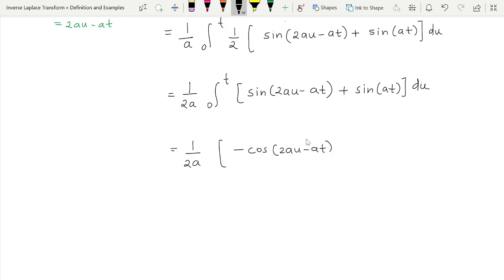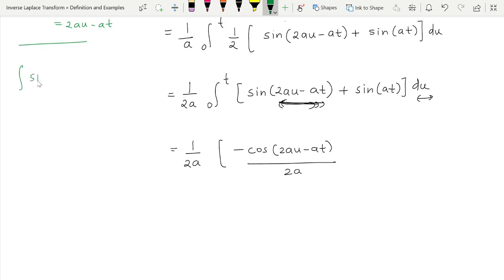Now take a note that this quantity is other than u. Why am I saying other than u? Because integration is with respect to u. So therefore we need to divide it by the derivative of this quantity. And what will be the derivative of this quantity with respect to u? It will be 2a. Now what will be integration of sine at? That is a big question. Can you think of it?